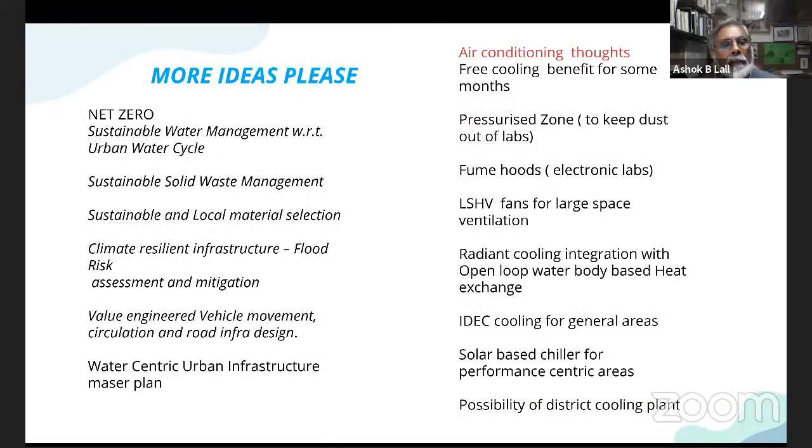And some more ideas. Sustainable water management with respect to the urban water cycle. My gosh, big idea. Sustainable solid waste management. Value engineered vehicle movement. Wow, it's a big campus. So vehicular movement has to be value engineered. What kind of vehicle? And what is its impact on carbon emissions? How can we minimize it, etc. On cooling, someone comes up with radiant cooling integration. Someone else says, there can be dust storms at times. The inside should be pressurized. So these are all kinds of ideas that are being thrown in at the beginning of the project. And now we are beginning to see how each person's mind is working and how each idea one person mentions produces two ideas from another person. And we keep collecting them for a while. Next.